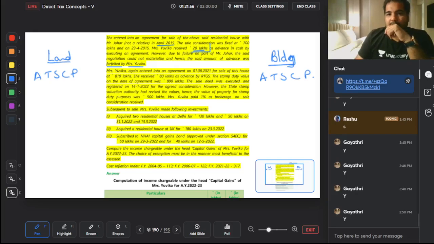So this 20 lakhs forfeiture will be taxable in the hands of Mrs. Yuvika. Yes, in which head? Income from other sources. Yes, under the head income from other sources.